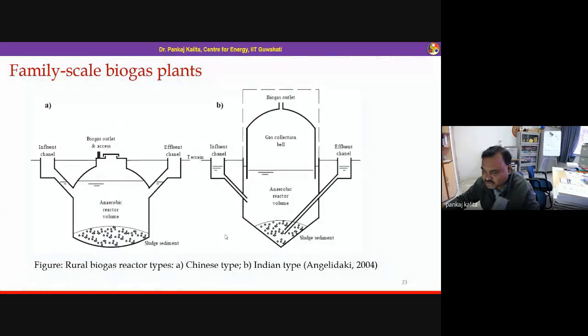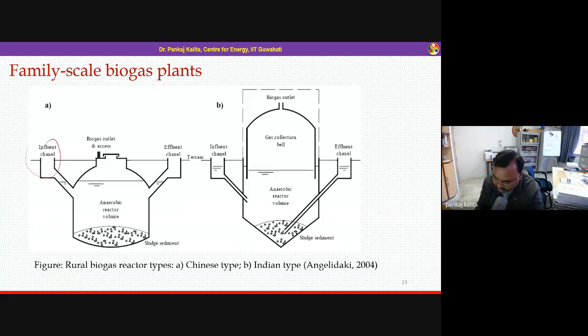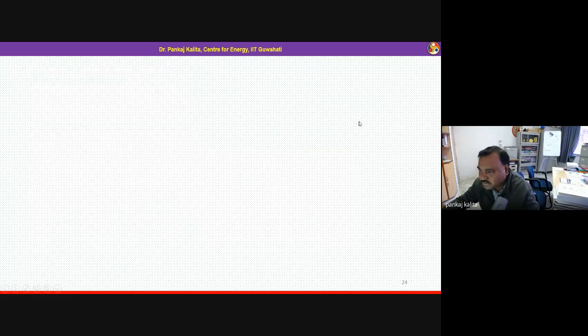And the family size biogas plants are something like this. Figure A shows the Chinese type, and figure B shows the Indian type. So it has got modified to different shapes. We have our slurry inlet, then anaerobic digestion, then the effluent chamber, and gas collection will be there. So this is gas collection, then inlet, then an anaerobic digestion reactor, and then we'll have the effluent chamber.